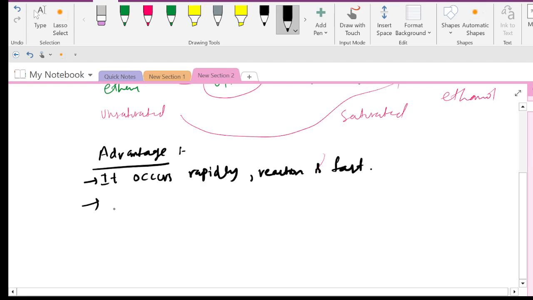Now, another advantage is that it gives pure alcohol. On the other hand, if I talk about the fermentation process, we can obtain only about 15% alcohol. But the ethene reaction with the steam gives you pure alcohol. So that is an advantage for this process.